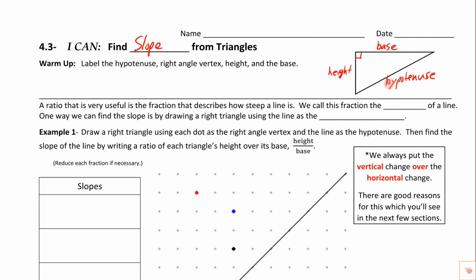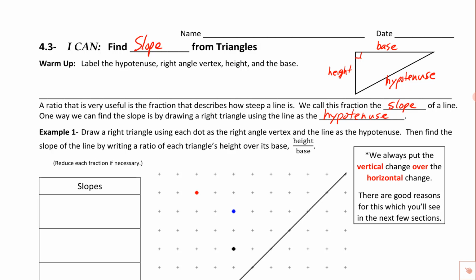Now, a ratio that's really useful is a fraction that describes how steep a line is. Remember, we talked about how we normally write ratios as fractions. We call this fraction the slope of a line. Okay, and one way we can find the slope of the line, one way we can find this fraction, is by drawing a right triangle using the line as the hypotenuse. We'll spell that one more time, and then hopefully we don't have to do that for a while, but you do need to be aware of that word.